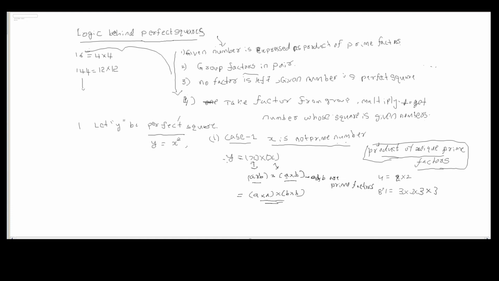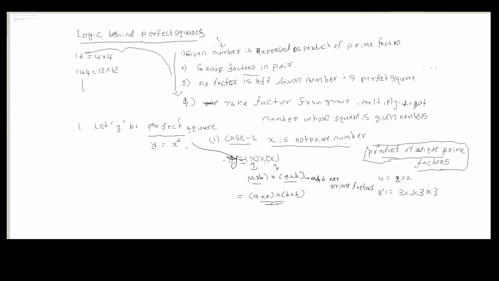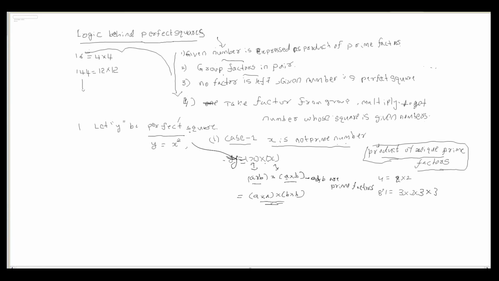This is possible only when y can be expressed like this, y is equal to x into x. Then only it is possible to make the group like this. This property we are using here, grouping the factors in a pair. If no factor is left, then the given number is a perfect square. Can you understand what I am telling?